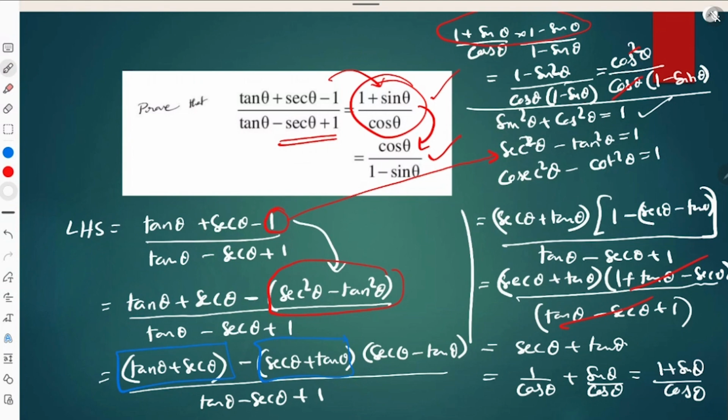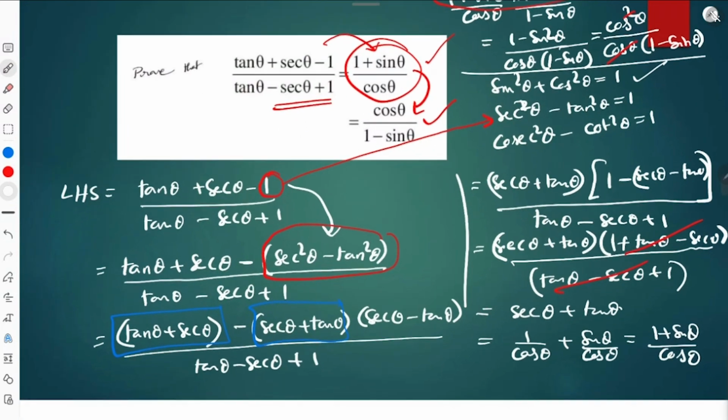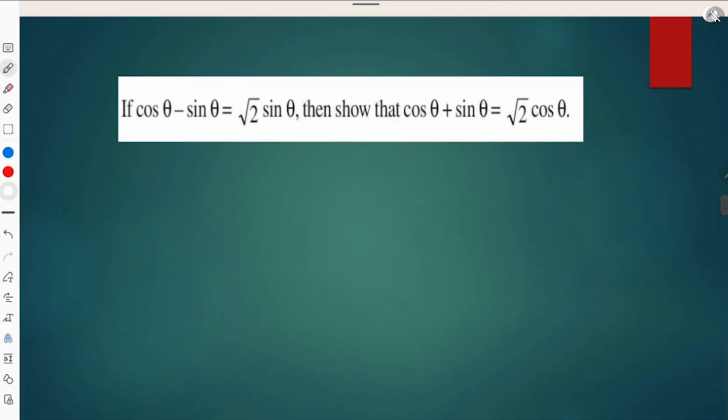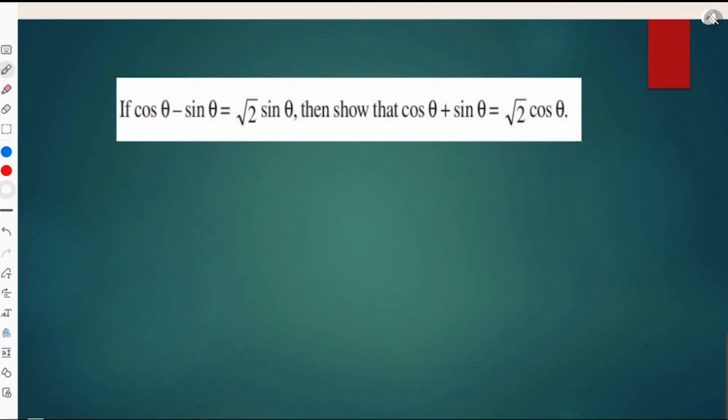Right? Let's see one more question, which was previously given many times in our CBSE 10th board examinations. Very, very, very important question. Here, there are different ways. I will do it in two different ways. First method.